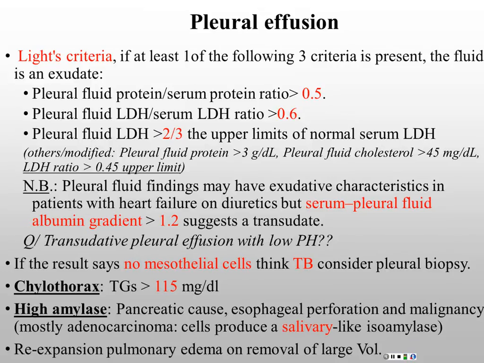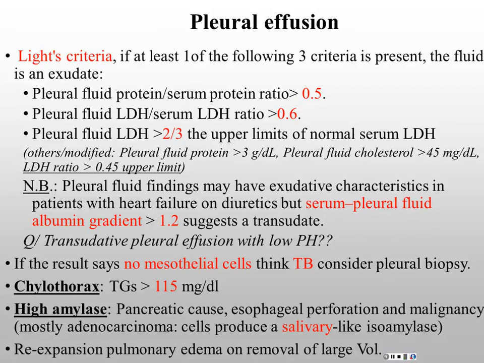Also, we see this a lot if a patient with heart failure has been on diuretics. If you do thoracentesis, it may look like an exudate, but it's in fact a transudate, and you can use the serum pleural fluid albumin gradient. So this is a gradient, not a ratio.